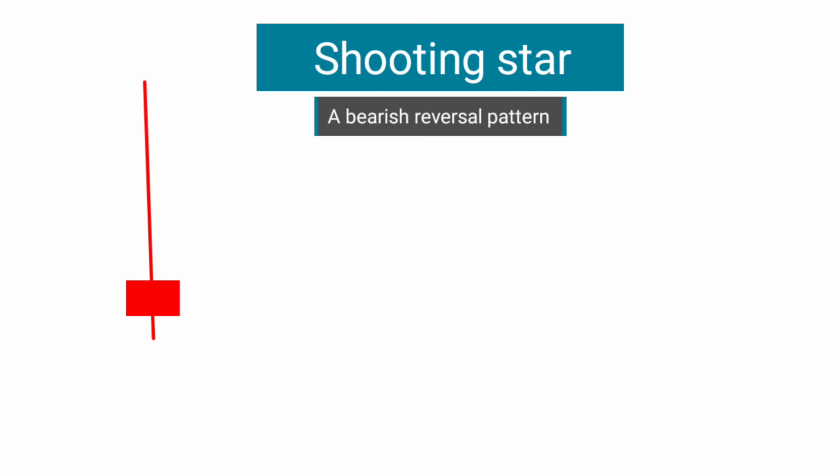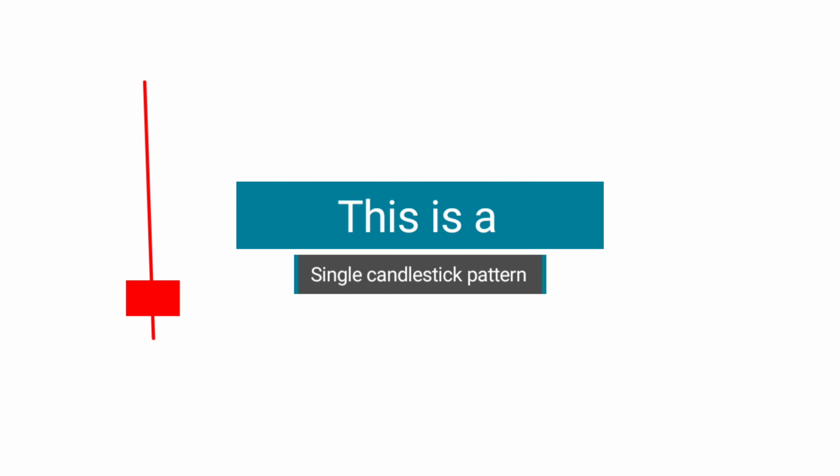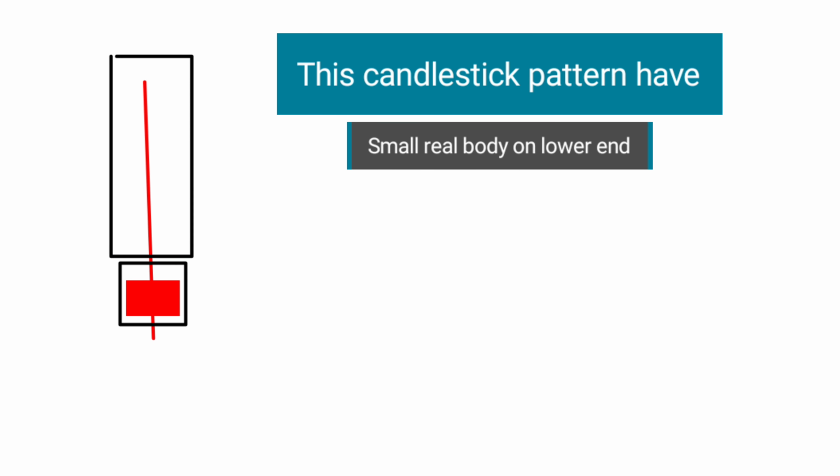The shooting star is a bearish reversal pattern that can provide valuable insights into potential market reversals. This pattern consists of a single candlestick with a small body located at the lower end of the overall range and a long upper shadow. This formation signifies a failed attempt by buyers to maintain control as selling pressure overwhelms the market.